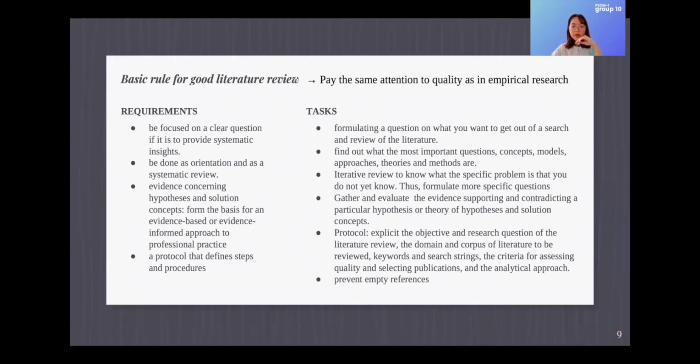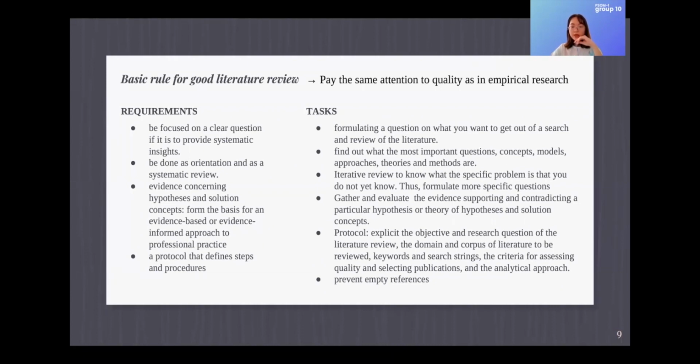To meet the requirements, you have to execute the following. First, you formulate a question on what you want to get out of the research and review of the literature. Second, find out what the most important questions, concepts, models, approaches, theories, and methods are. Third is an iterative review to know what the specific problem is and what you do not yet know, and thus formulate more specific questions.